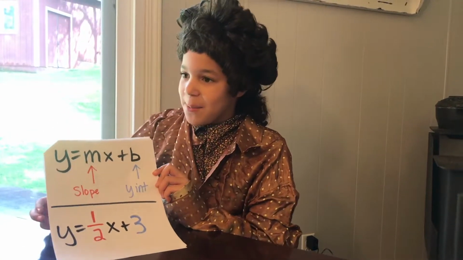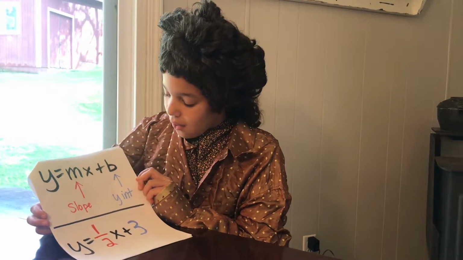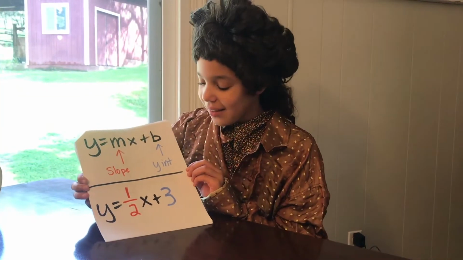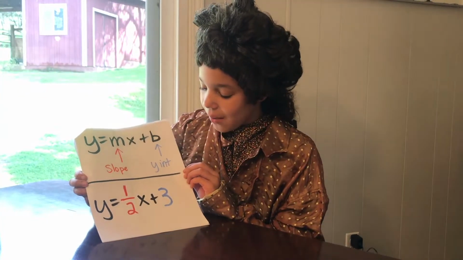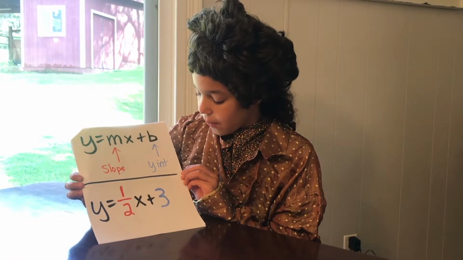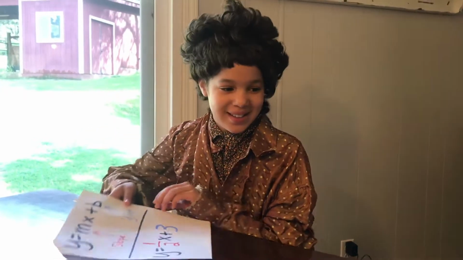The writing in the black marker is the slope-intercept form. M is the slope, and B is the y-intercept. Let's look at this equation. Y equals 1/2 x plus 3. 1/2 is the slope, and 3 is the y-intercept. Back to you, Mr. Harry.